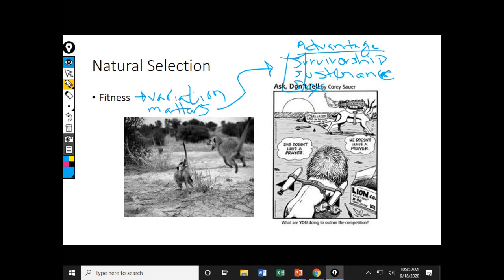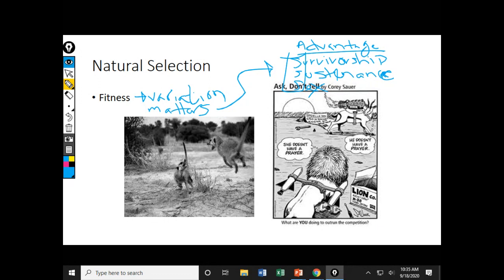Okay, this makes up natural selection, which works in any of those three ways we just discussed: directional, disruptive, and stabilizing. Does natural selection as a whole make sense?